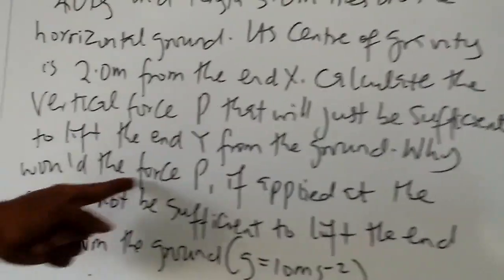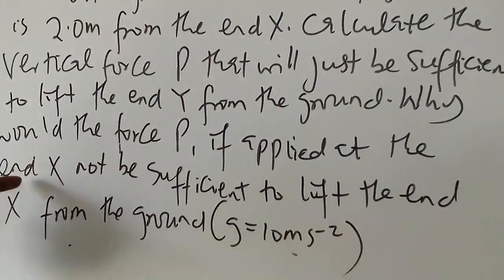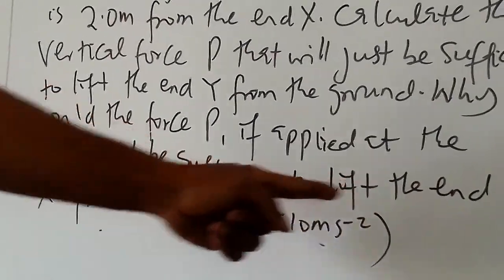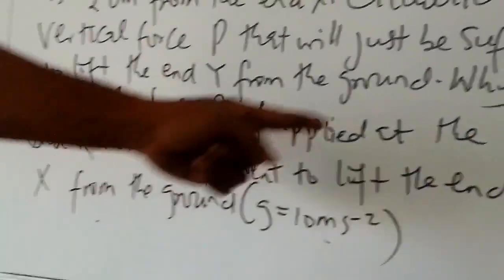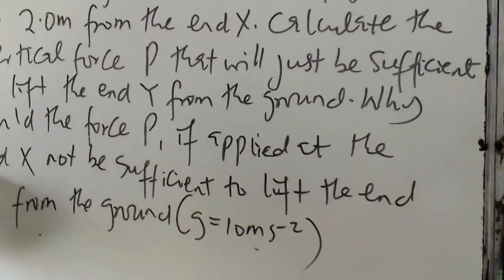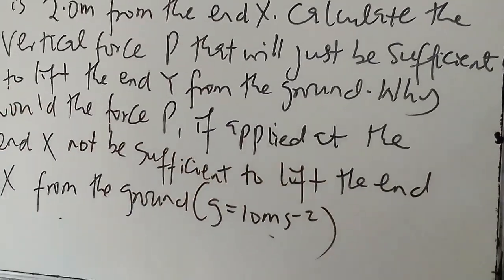The last sentence of the question says, why would the force P, if applied at the end S, not be sufficient to lift the end S from the ground? We'll go back to the diagram again, so this is our S already. We're going to draw another diagram.